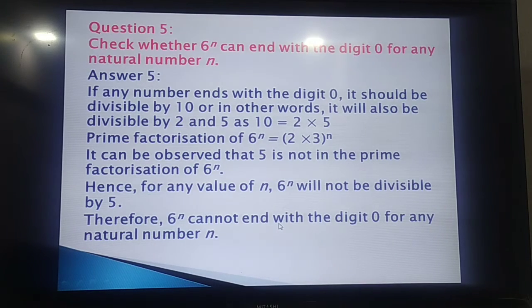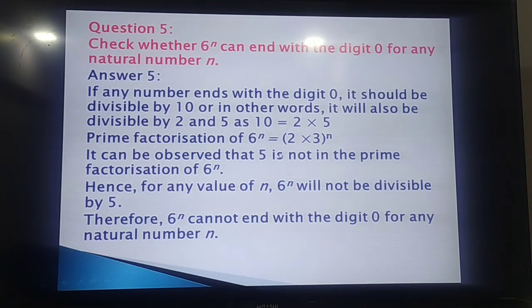Now another important problem is that we have to check whether any number to the power n can end with digit 0 or not. Now you know that 10, 20, 30, 40 and multiples of 10 have 0 as the digit at the end. But that requires two factors, 2 and 5, to be present in that particular number. 10 means 2 into 5. 20 means 2 into 2 into 5. 30 means 2 into 3 into 5. So whenever there is a 0 digit in any number, it must have the two factors 2 and 5.